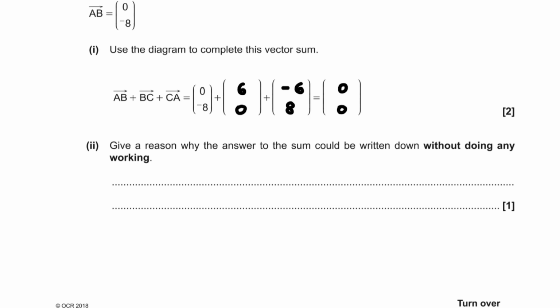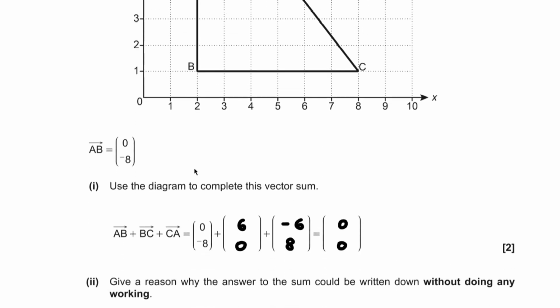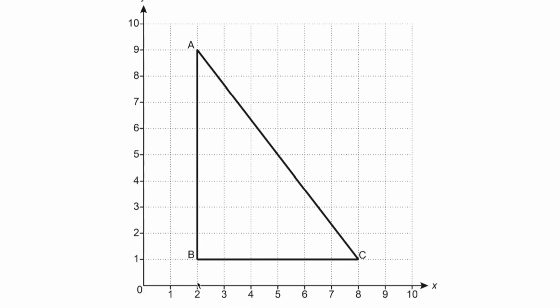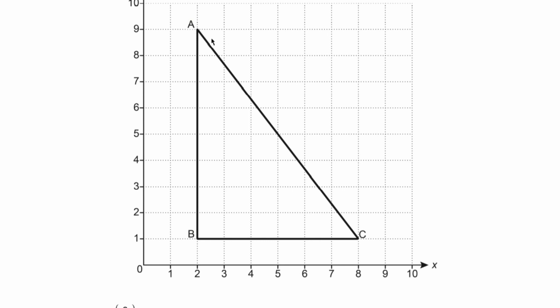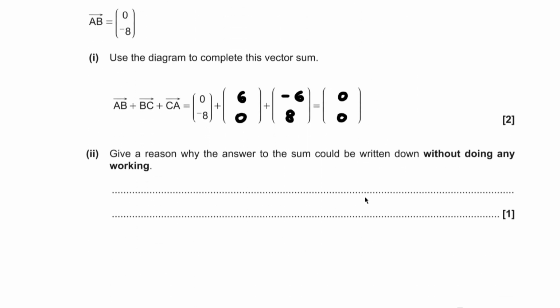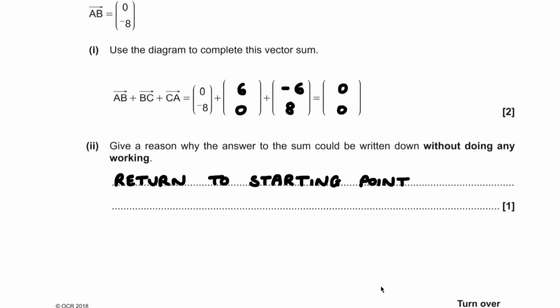Next, we have to give a reason why the answer to the sum could be written down without doing any working. Well, we go from A to B, and then B to C, and then C to A. So the point is we return back to the starting point.